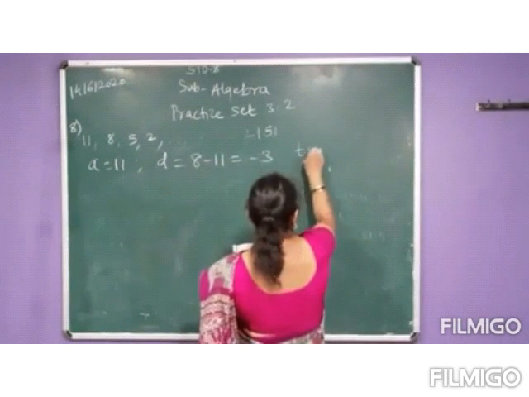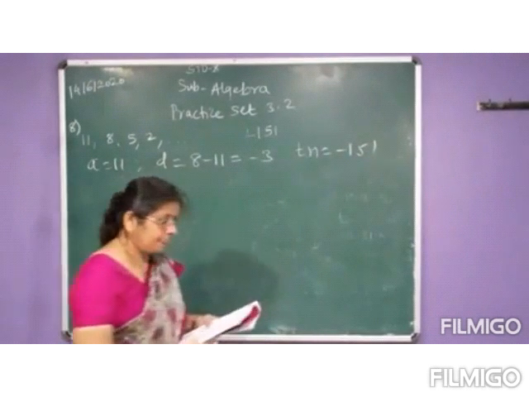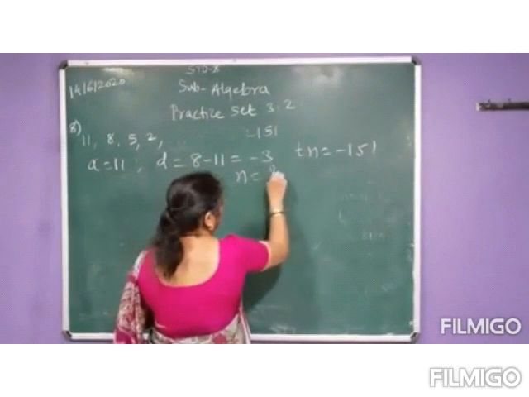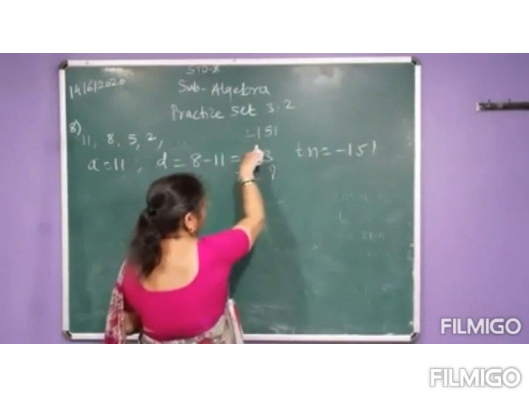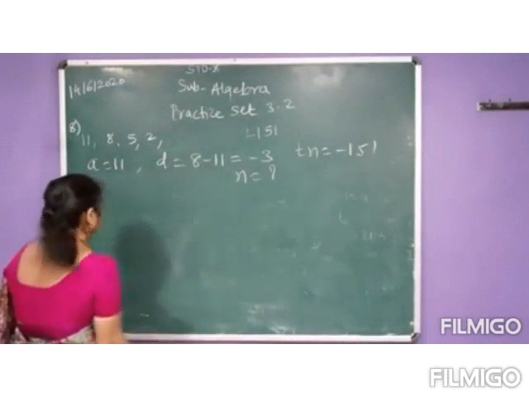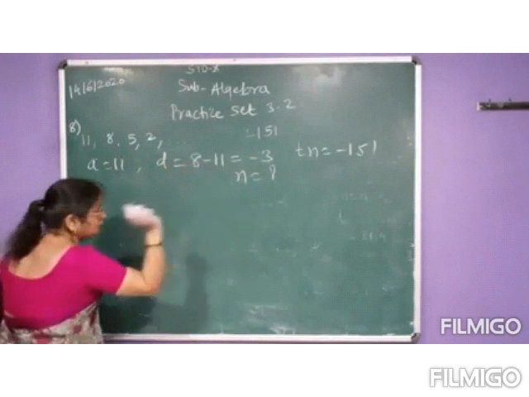And the nth term Tn is equal to minus 151, which is given. Now what you have to find out is the value of n. Means minus 151 in this AP, at what number does it lie? Which term of this arithmetic progression is minus 151?